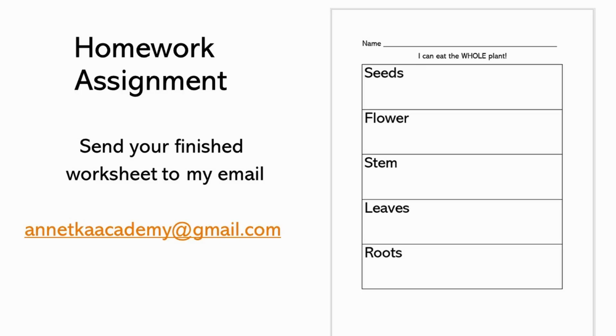Let's talk about your homework assignment. Your homework assignment is going to be thinking about what parts of the plant do you eat. You can download the worksheet in the description below, print it out, and go to your kitchen and look through some food that you have and think about what parts of the vegetables or fruit do you eat. Think about what seeds do you eat.